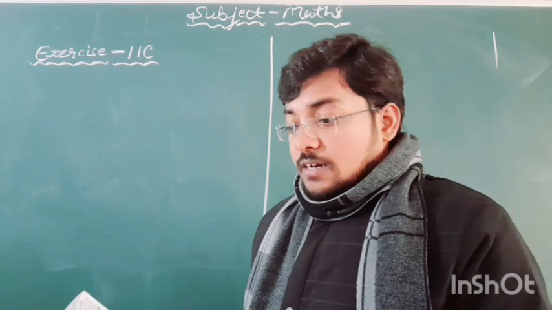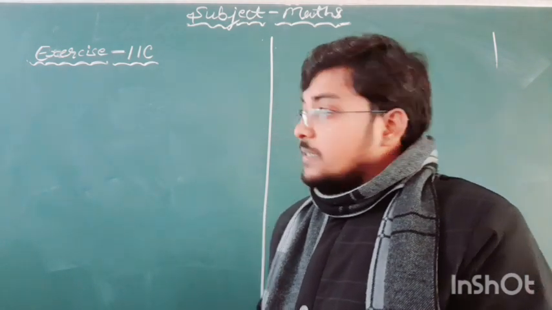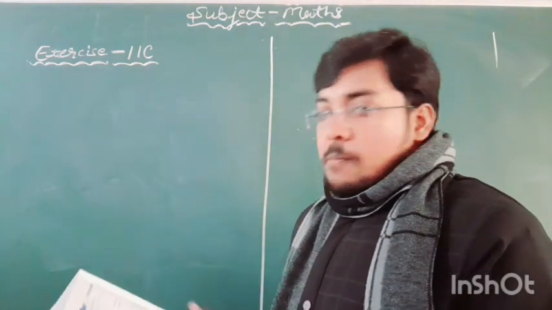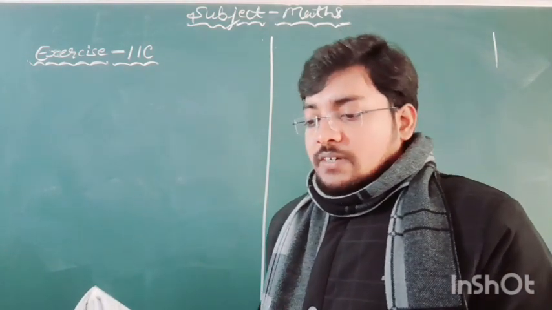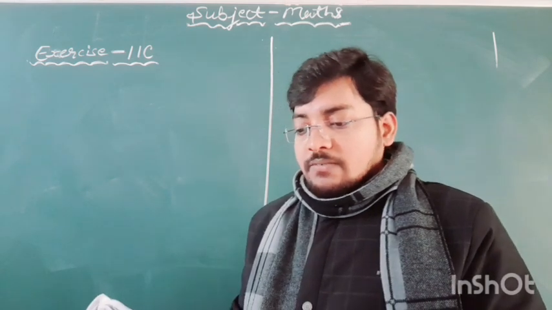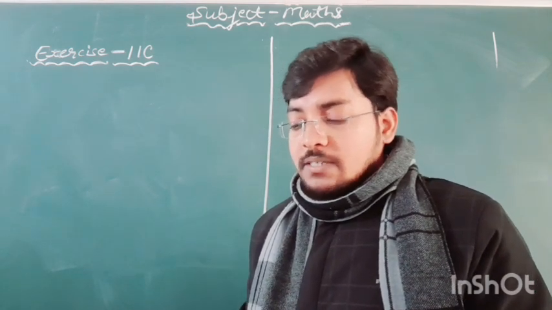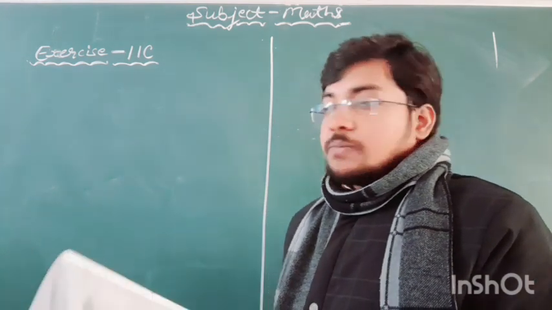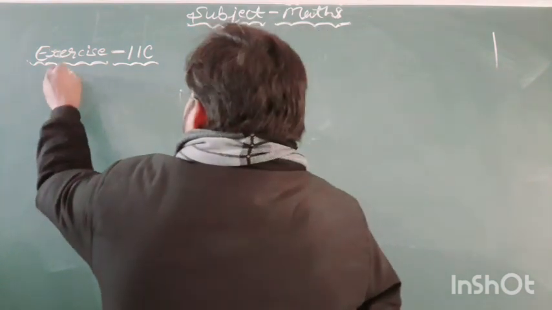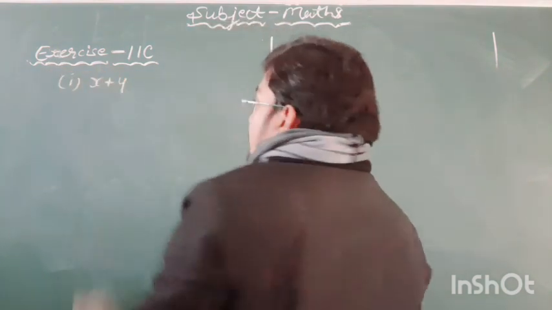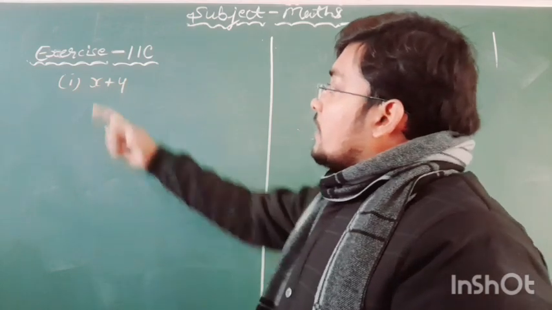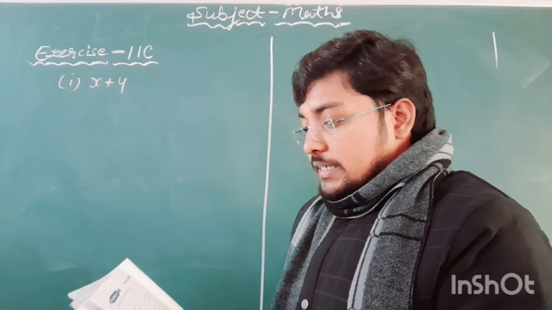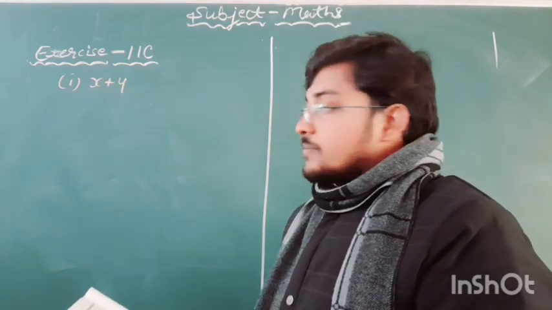We are going to discuss exercise 11C of chapter number 11, which is algebra, in which question number first is: which out of the following are expressions with numbers only. So first is given x plus 4, which is an algebraic expression in which a variable is present, so it is not the required expression.